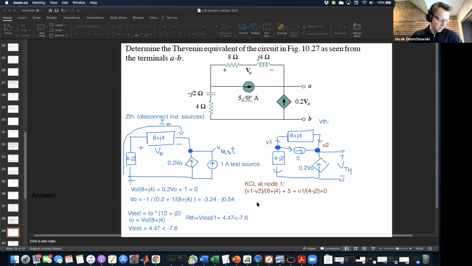KCL at node 2 also has 3 currents. And we have 5 plus V1 minus V2 over 8 plus J4 plus 0.2 V naught is equal to 0. But notice that V naught is just defined across the current source. V naught is just equal to V1 minus V2. Therefore, we have 5 plus V1 minus V2 over 8 plus J4 plus 0.2 times V1 minus V2 is equal to 0. So that becomes our KCL equation at node number 2.